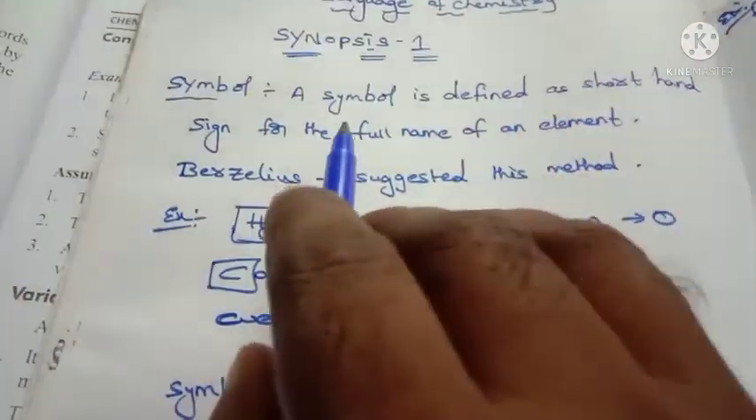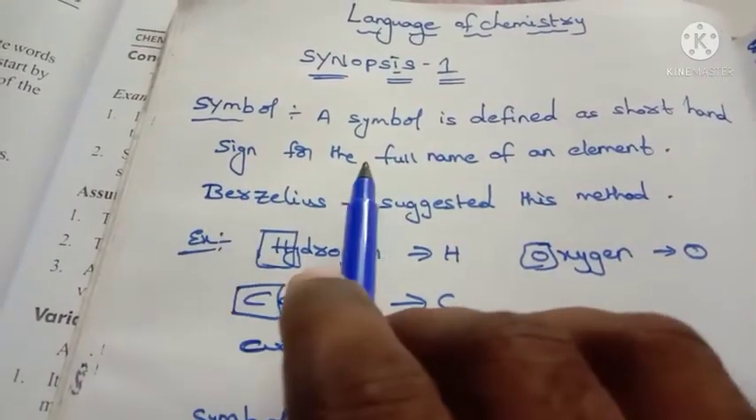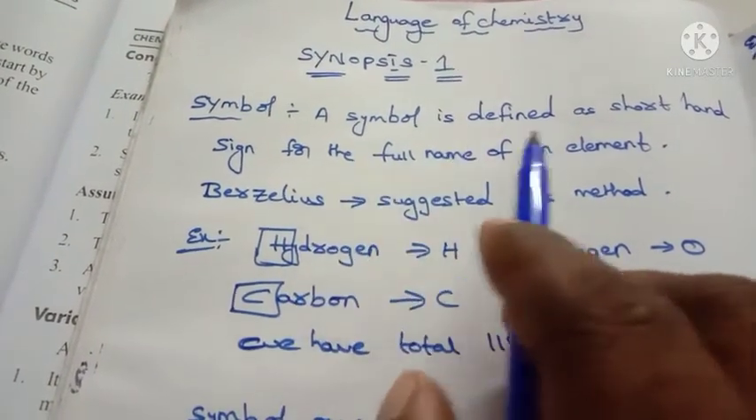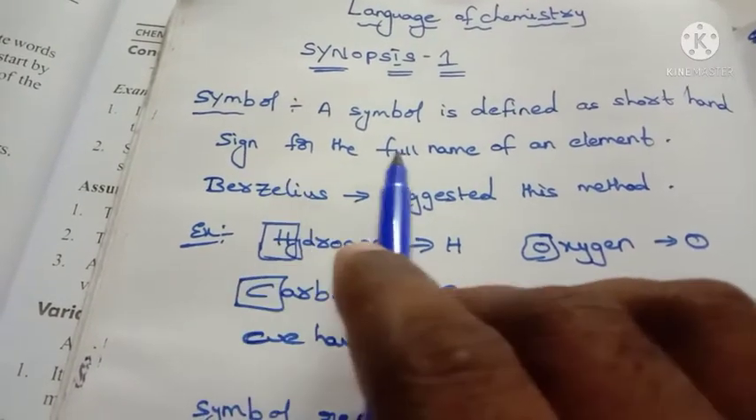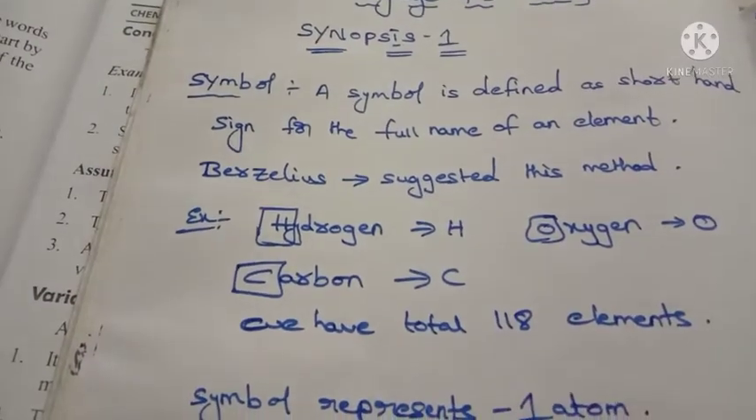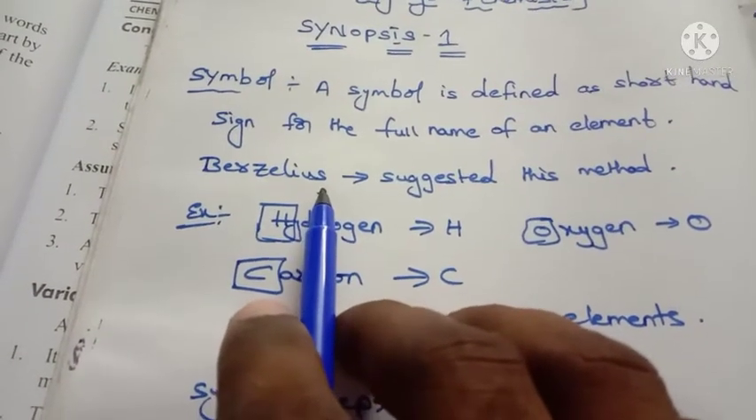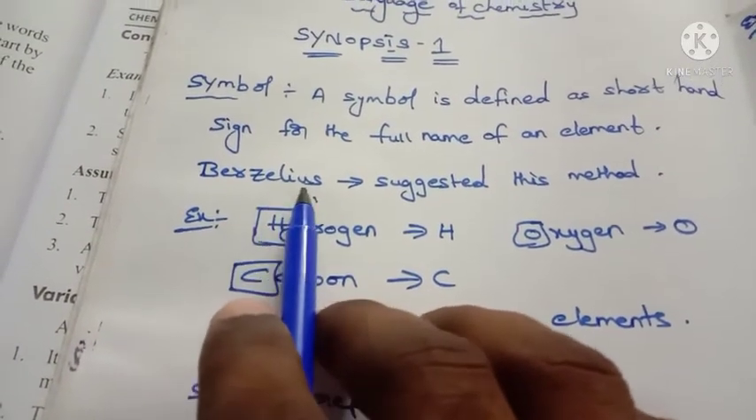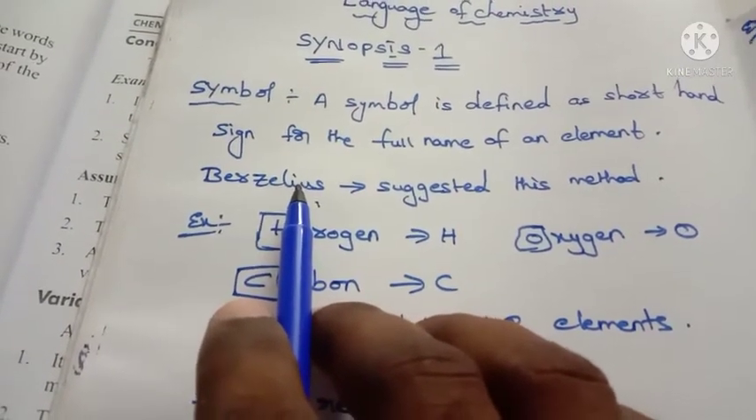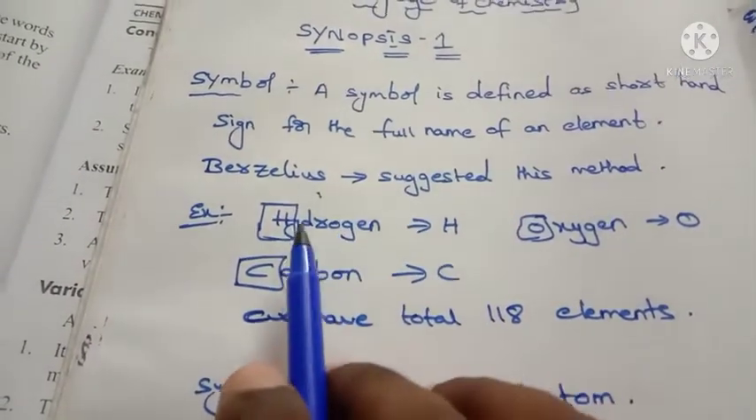See here, I wrote the definition. A symbol is defined as the shorthand sign for the full name of an element. Who introduced this? Berzelius. Berzelius is the scientist's name. He introduced the symbols, that is, the shorthand sign. Okay, he suggested this method.